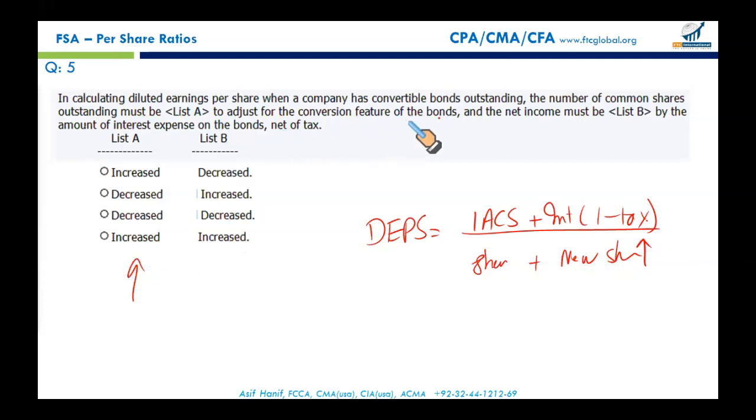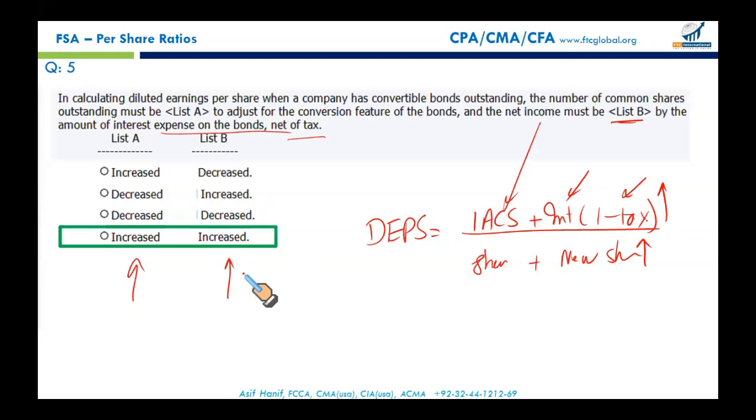And at the same time, the net income must be adjusted by the amount of interest expense on the bonds, net of tax. This is the interest expense, net of tax. So the interest saved on an after-tax basis must be added to your net income. So your numerator must increase as well. So both will increase. So that makes D the correct option.